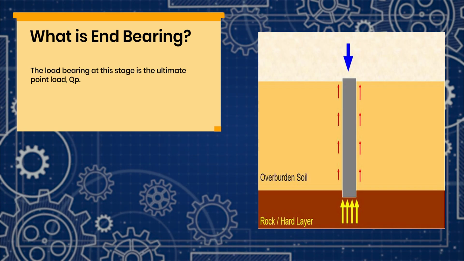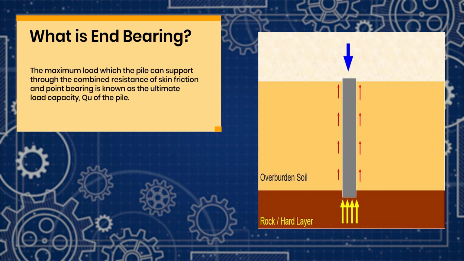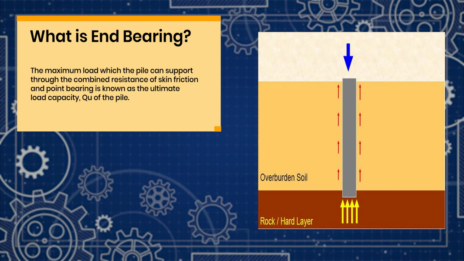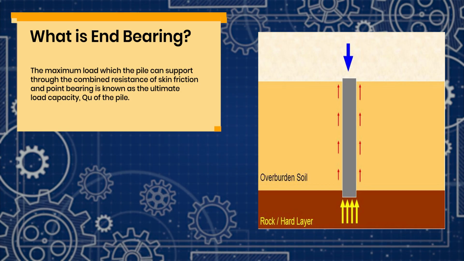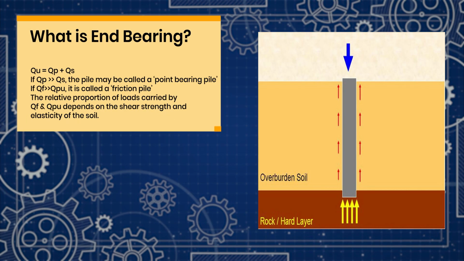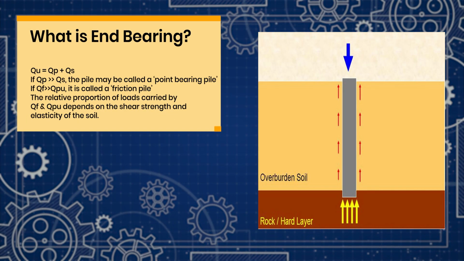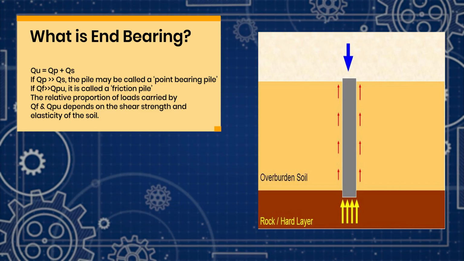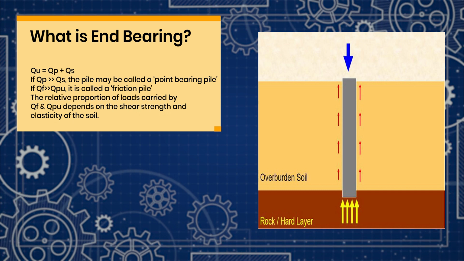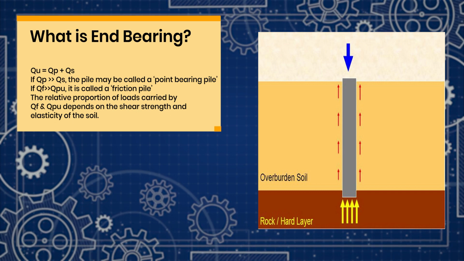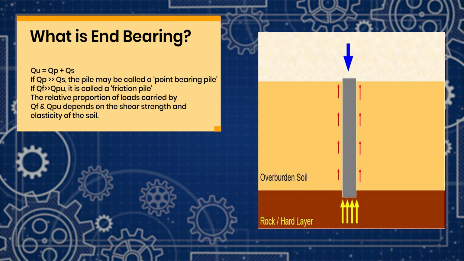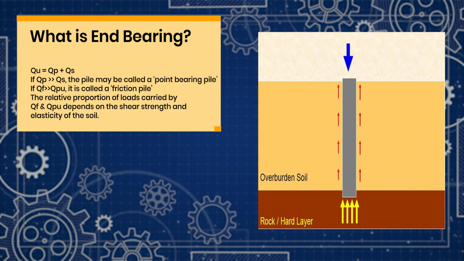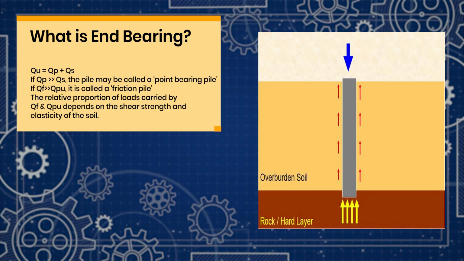Then the maximum load that can be supported by the skin friction plus end bearing, we denote in the form of QU equals QP plus QS. If QP, means end bearing, is greater than skin friction, then this pile is called a point bearing pile, and similarly if skin friction QS is greater than QP, then it is called a friction pile.